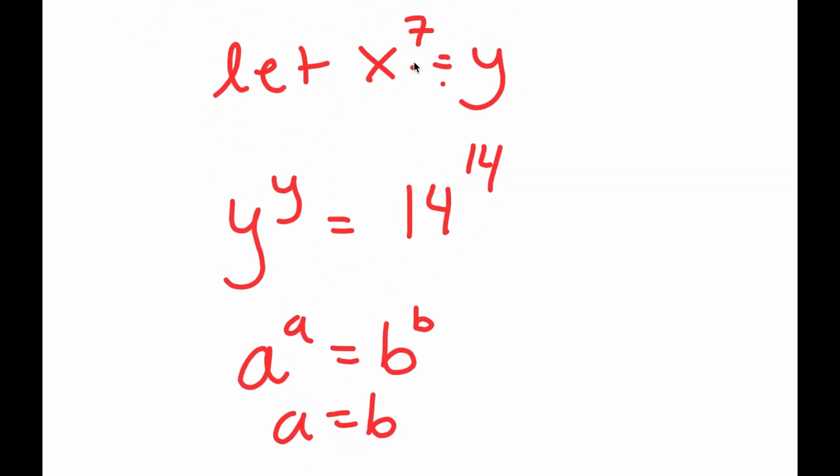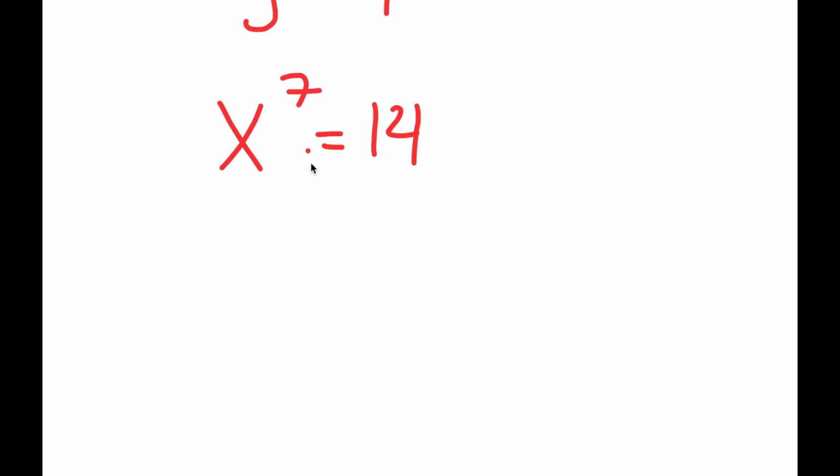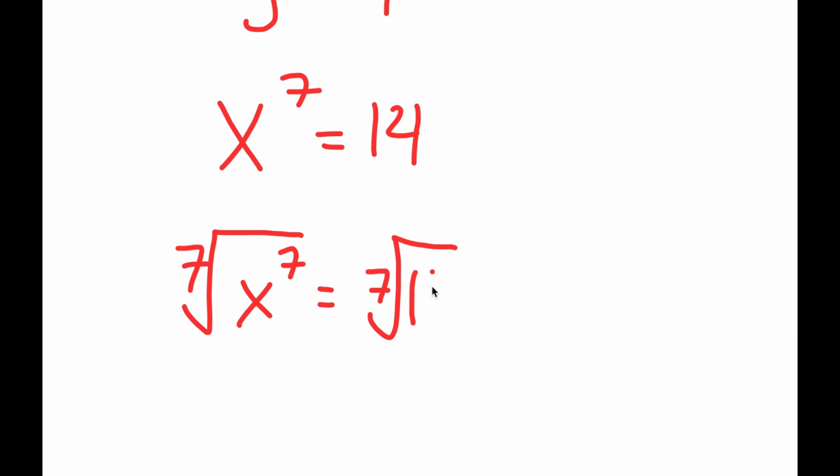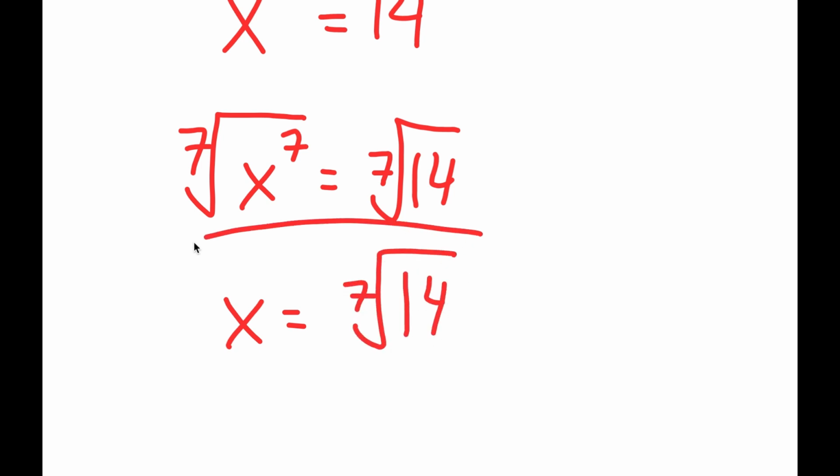And remember how we let x to the power of 7 equal to y, meaning x to the power of 7 is equal to 14. So now from here, we want to get rid of this power of 7, so I'm going to take the 7th root on both sides. So the 7th root of x to the power of 7 is just x, so I get x is equal to the 7th root of 14. This is my answer.